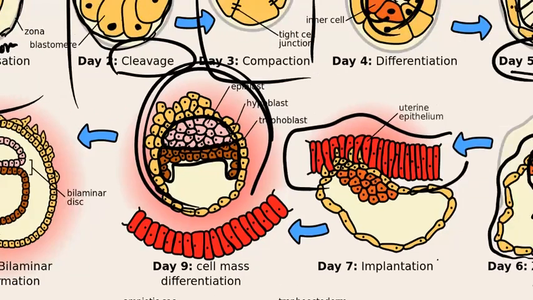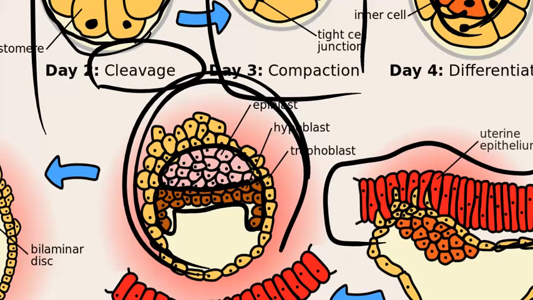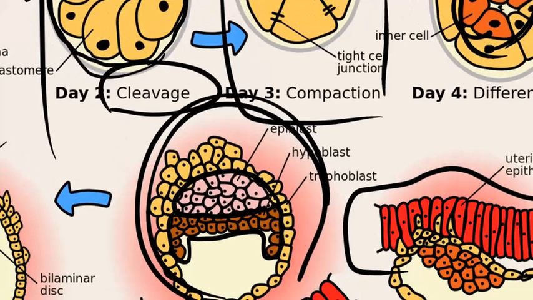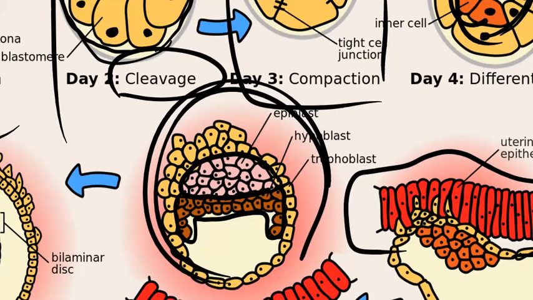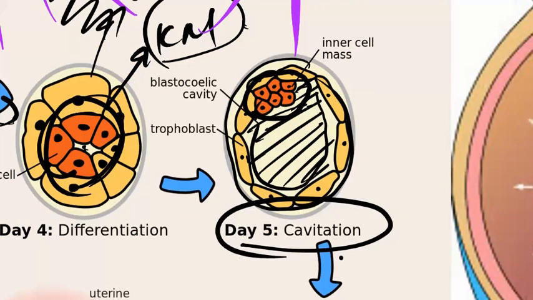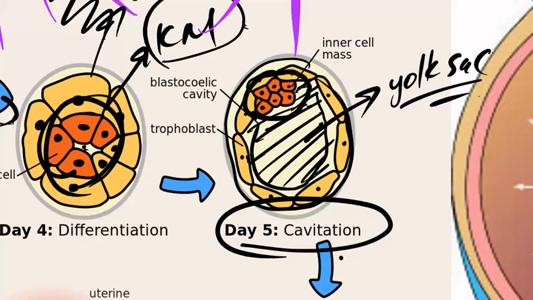Something that is worth pointing out here: the hypoblast does not become the embryo proper. What becomes the embryo proper is the epiblast. So the major thing that we're concerned with here is the epiblast. The trophoblast is going to line the yolk sac. This cavitation here is eventually going to become the yolk sac.